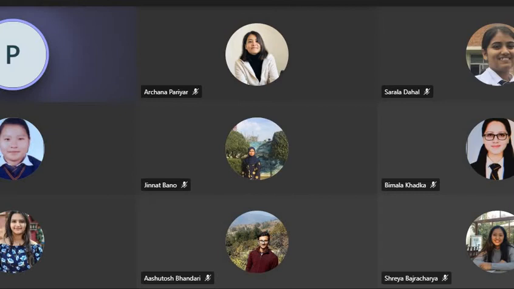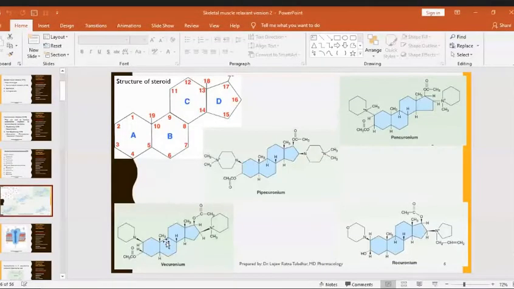But why am I dividing it into steroidal and non-steroidal? Because a steroid has a structure of four rings, which we call cyclopentano. Sir, the slide is not present. Now? Yes, sir, now it's seen.